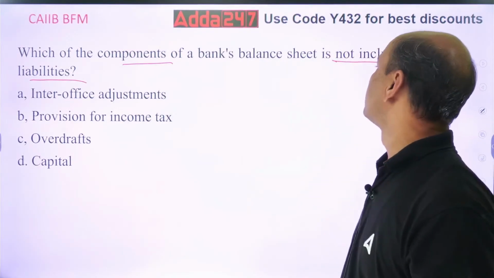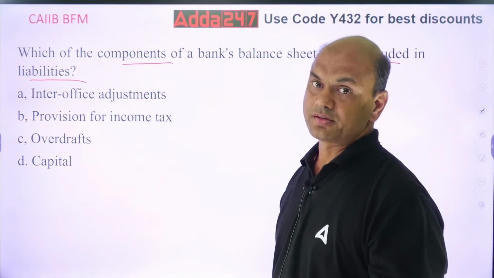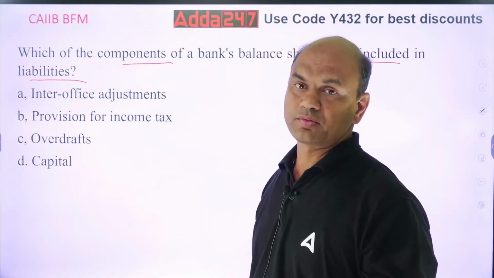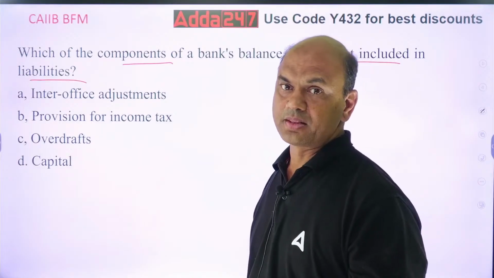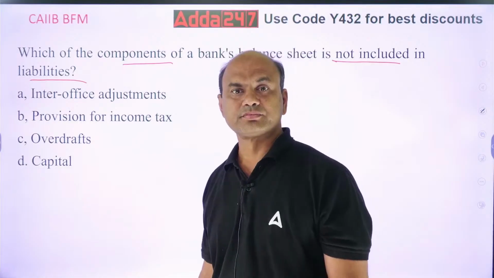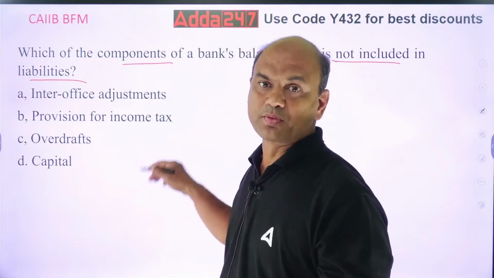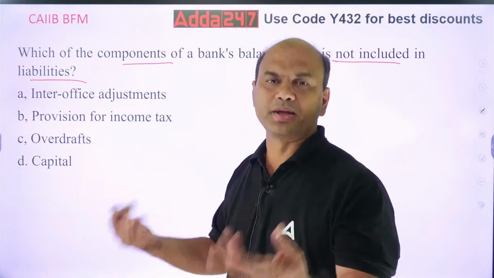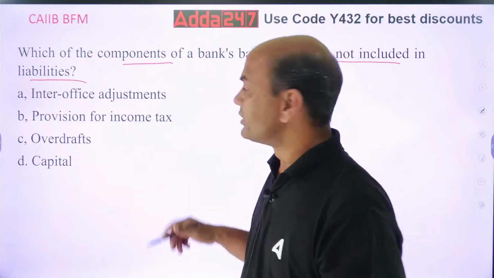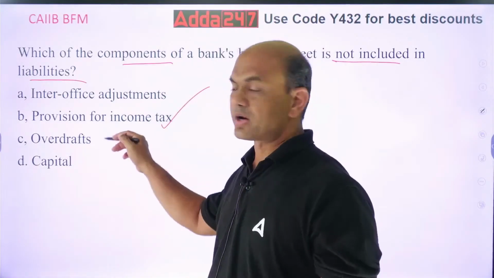Components which are not included in the liabilities part, which are not the liabilities. Yes, think which of them is not the liability for the company. See, first let's cover this. Provision for income tax means I have to pay. So it's a liability. I have to pay for that. So this will be the provision. It will be there.